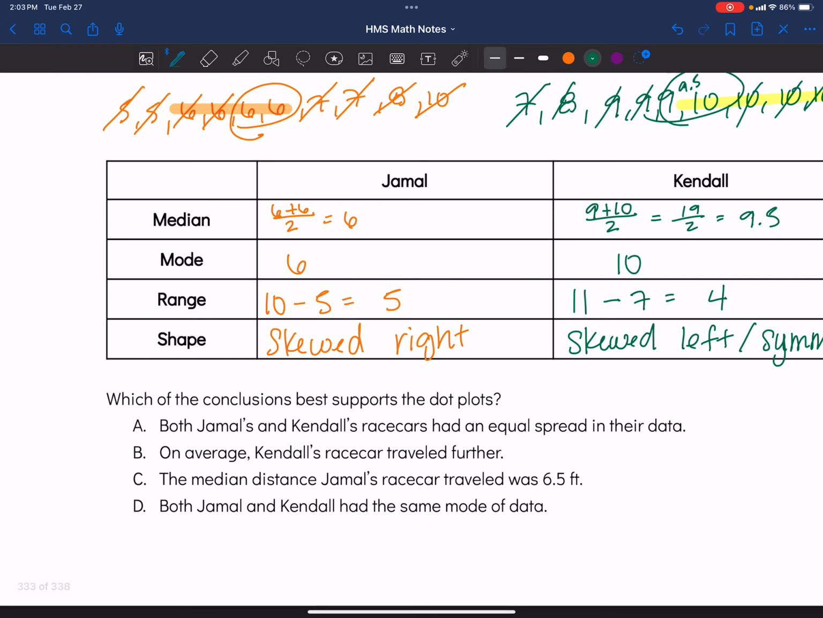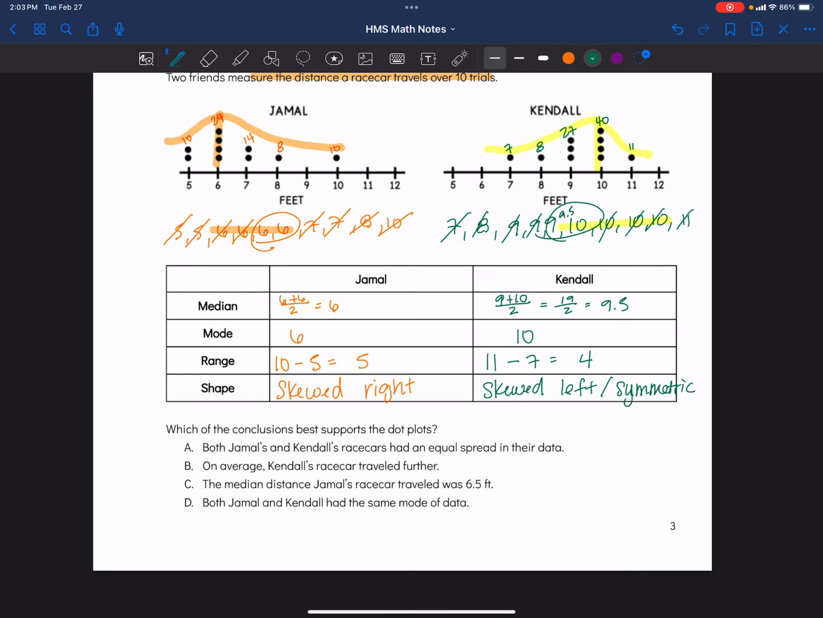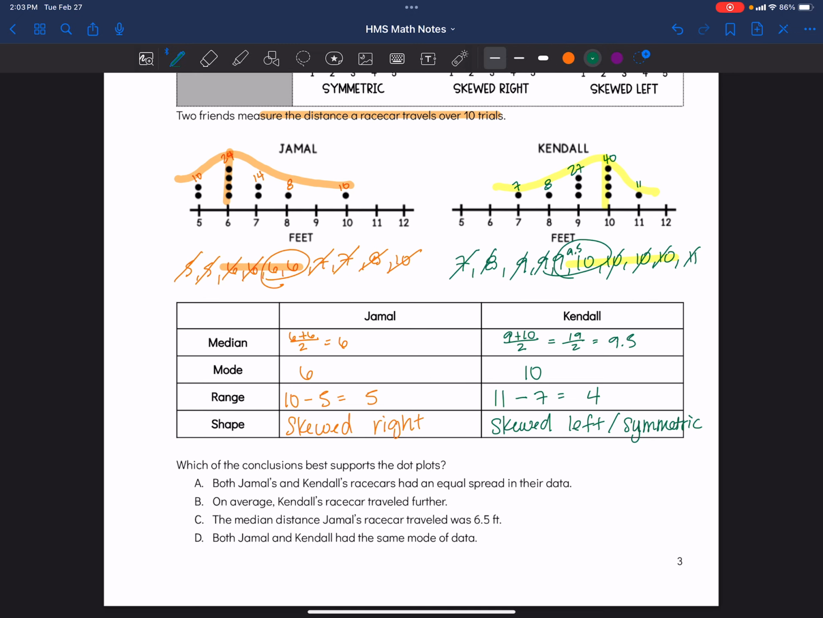All right. Which of the conclusions best supports the dot plots? Let me zoom out a little bit so we can see the whole thing. A, both Jamal's and Kendall's race cars had an equal spread. Meaning, is their range the same? Well, 5 is not the same thing as 4. So that's a lie. On average, Kendall's race car traveled further. We don't really know the average, but we do know the median. And Jamal's median was 6 and Kendall's was 9.5. So you know what? I'm going to come back to that one.